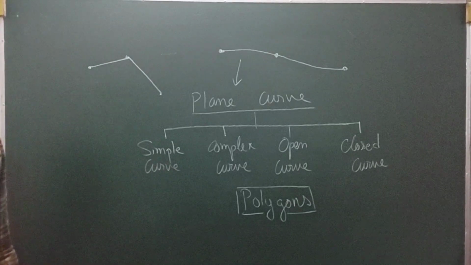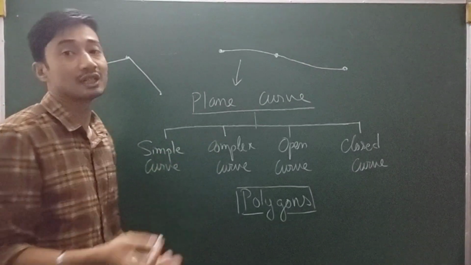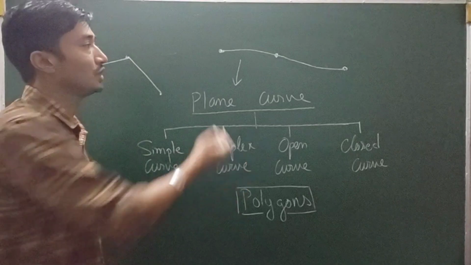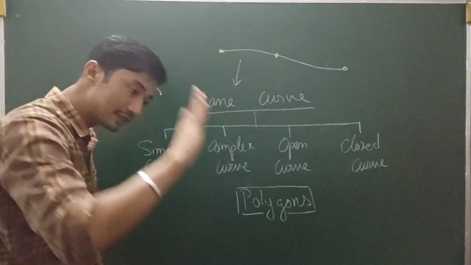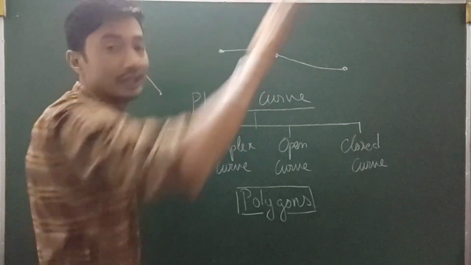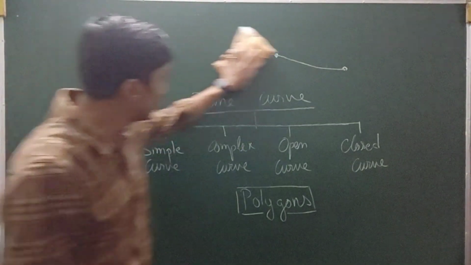Alright, got it now? So plane curve means it can be a straight line or it can be a curved line also, no problem, which is formed by joining points on the same plane, not on another plane. Same plane. So not one here and one there, no, on the same plane. So that is what we mean by a plane curve.